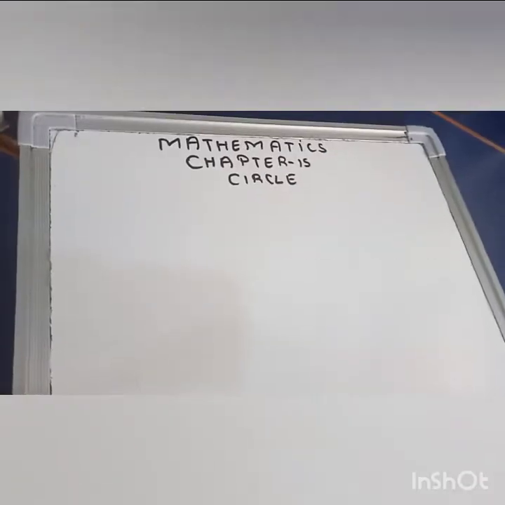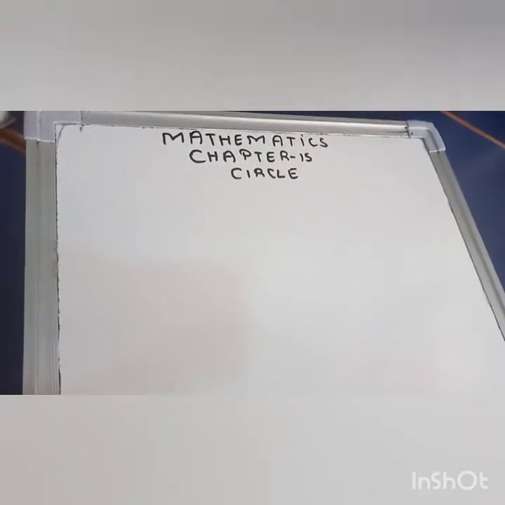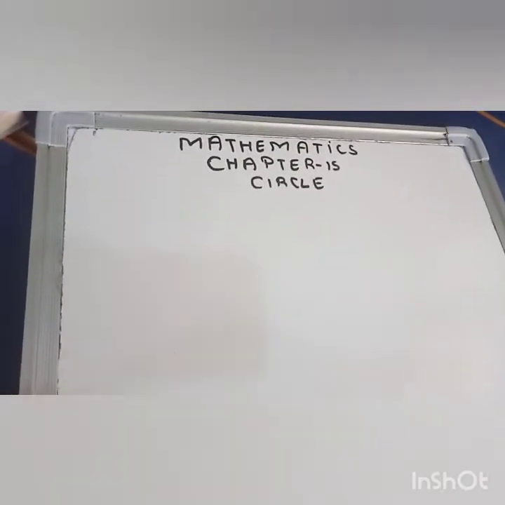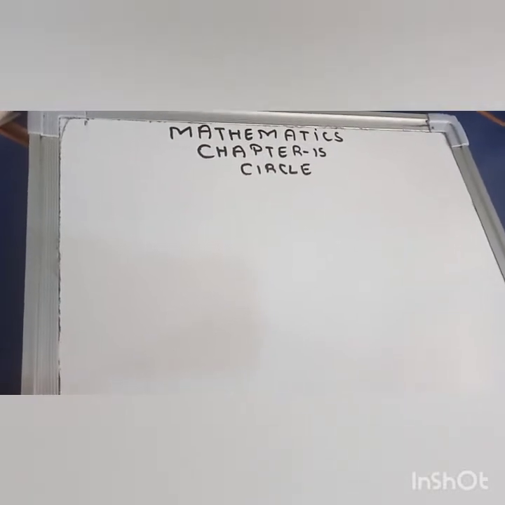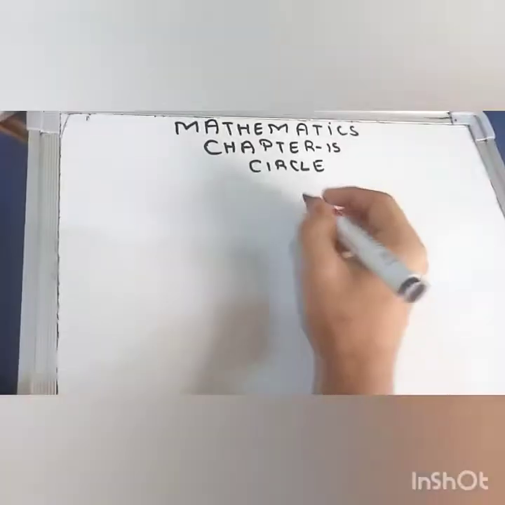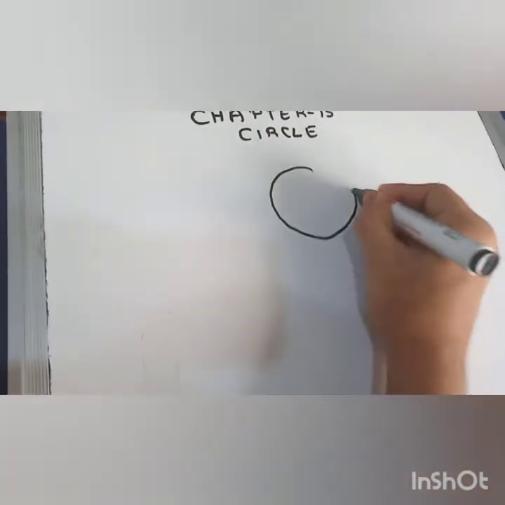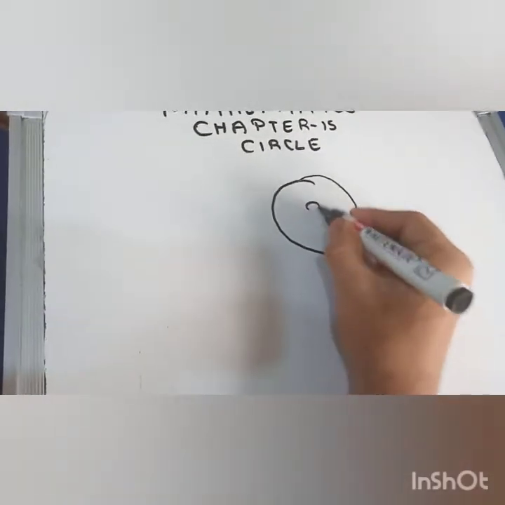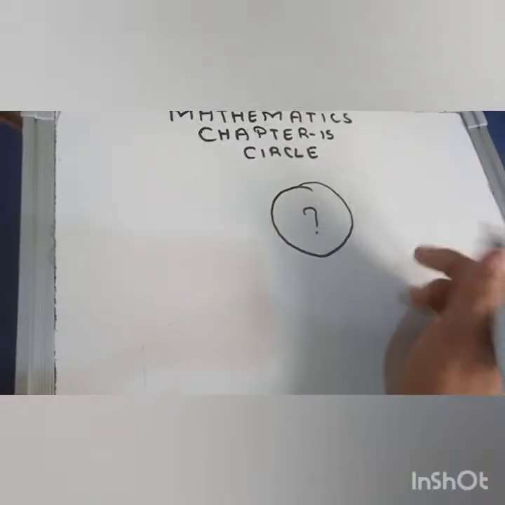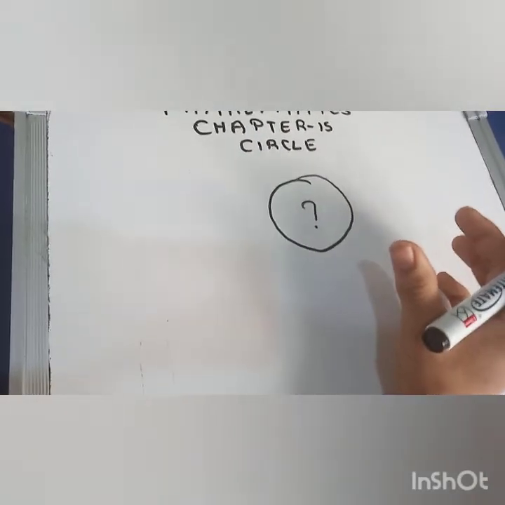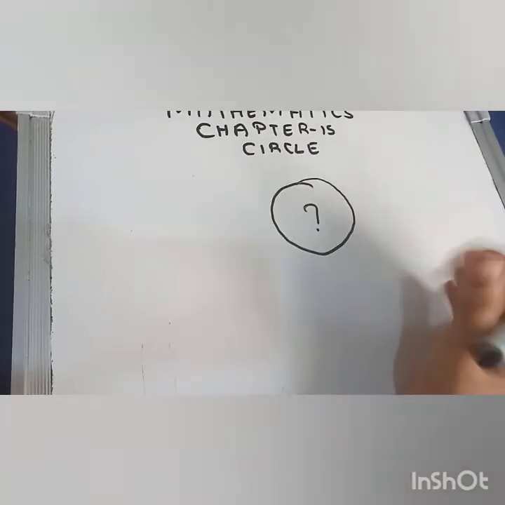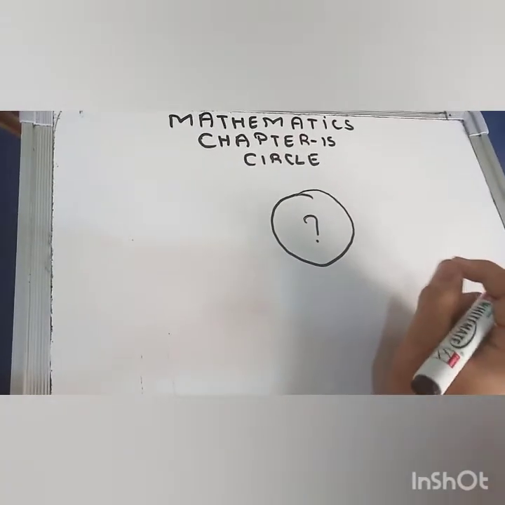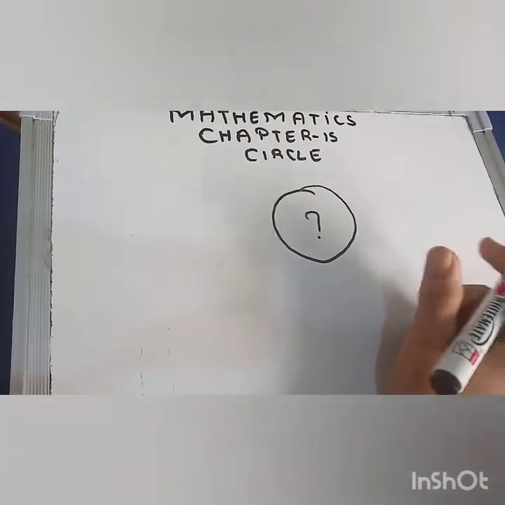Mark. Hi students, my name is Salim Gulabi from class 9D and today we will talk about mathematics chapter 15, circle. So let's start. First of all, let's understand what is the definition of circle. Circle is a collection of the lines in a plane, each of which is at a constant distance from a fixed point in that plane.